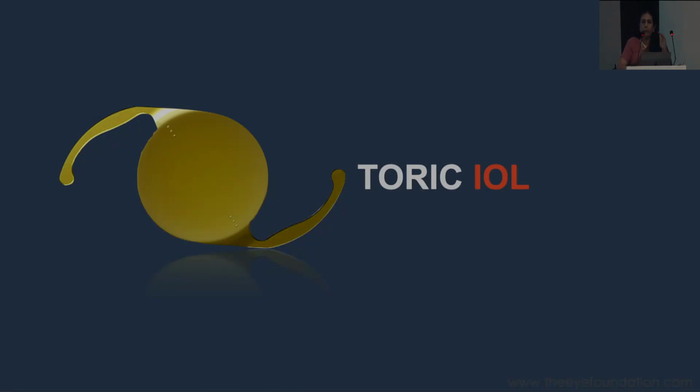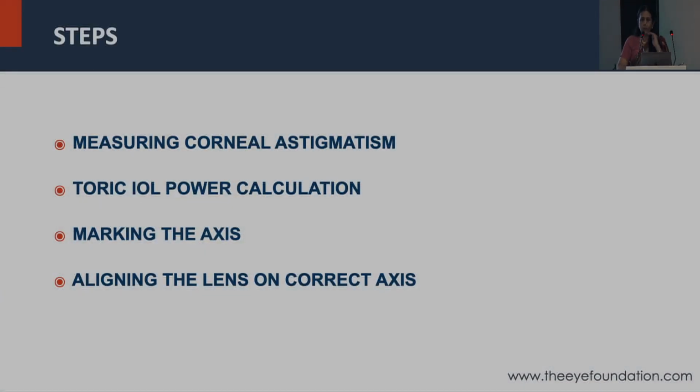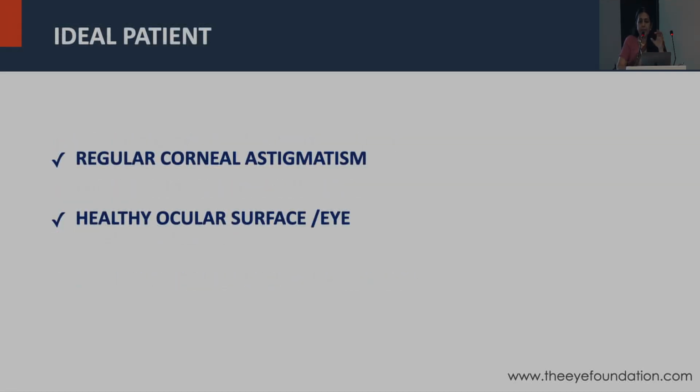So when you talk of being optimal and exact, we need to look at the toric IOLs. For the toric IOLs, we need to first measure the amount of astigmatism on the cornea. We need to feed in the right formulae. We need to mark the axis where you're going to place the lens if it is a manual way, and we have to align it on the correct axis. It is most important that it is an orthogonal regular astigmatism and not non-orthogonal or irregular astigmatism. The cornea should not be dry. It should have a healthy ocular surface.